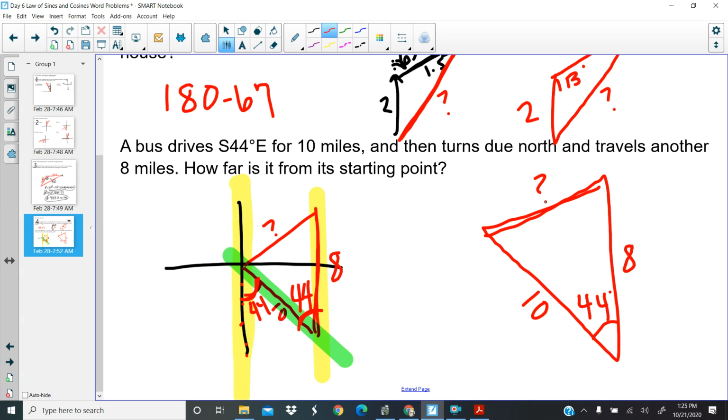And that really is all that I wanted to try to do in this video, is just show you how to set up these triangles to be able to solve the problems. And that's what you're going to be working on tonight.